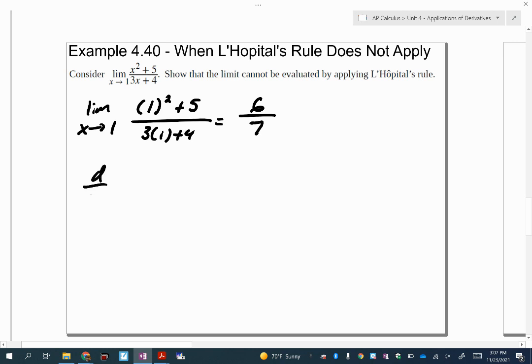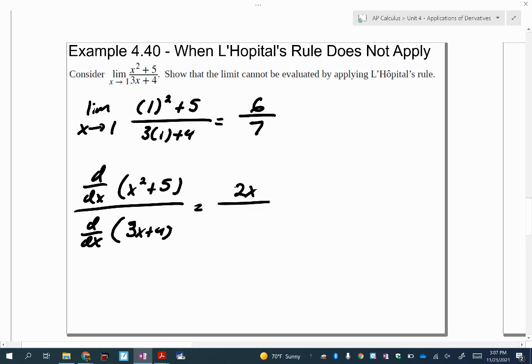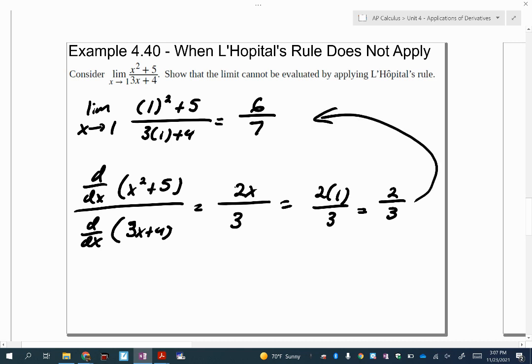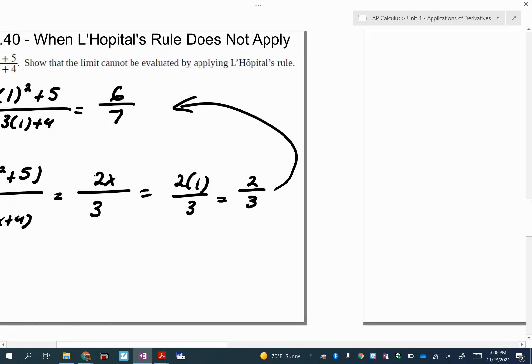But if you mistakenly thought you could use this rule and take the derivative of these two functions, you would get 2x over 3. Plugging in 1, you get 2 times 1 over 3, which is 2/3. Now that, you'll notice, is not the same as 6/7. So the key thing is, if you're going to use L'Hopital's rule, when you plug in your value, whatever that number is that x is approaching, if you get 0 over 0 or infinity over infinity, great, you're good to go. You can use L'Hopital's rule. But if you don't, then you're not allowed to use it.